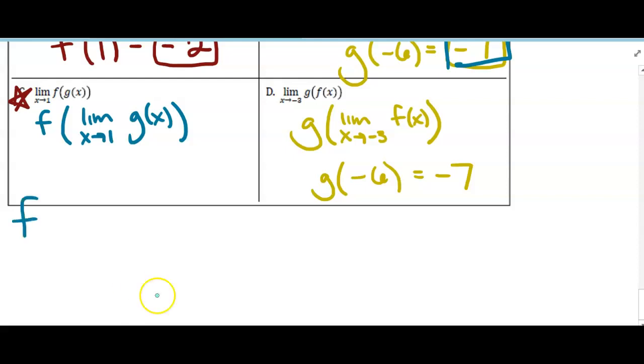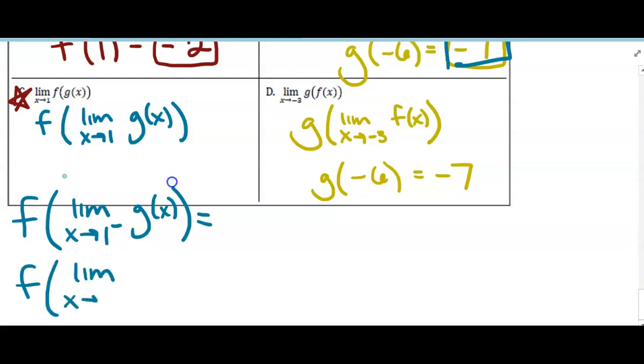I need to say, is f of the limit as x approaches 1 from the left of g of x equal to f of the limit as x approaches 1 from the right of g of x? And if so, then that answer is going to be the response for the overall limit they have asked us to evaluate. If those two numbers are different, then we can say it does not exist. We've been thorough. We've done what we can. And so let's go ahead and try it.